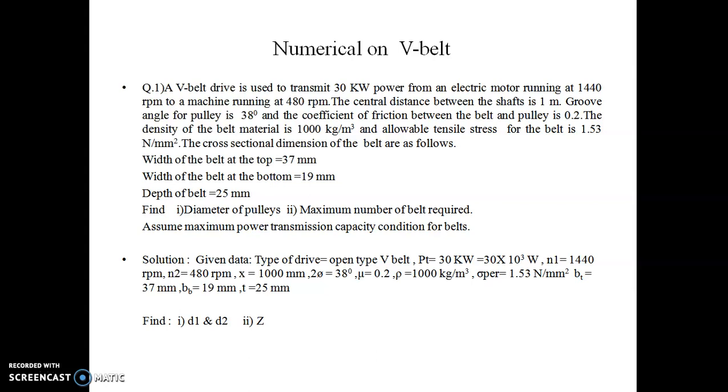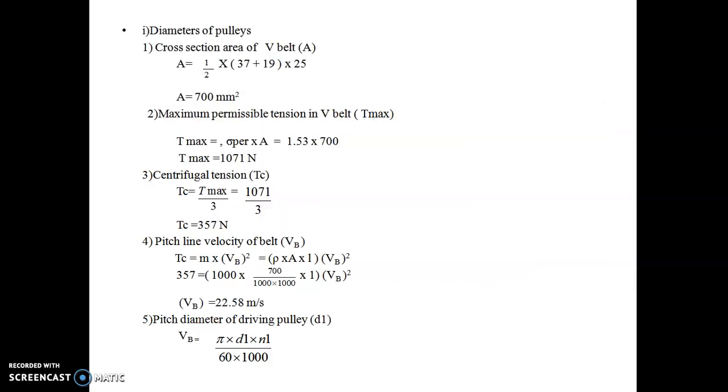Density of the material rho 1000 kg per meter cube. Allowable stress sigma 1.53 Newton per mm square. Width at the top 37 mm, at the bottom 19 mm, and belt thickness 25 mm. And we have to find out diameter of pulleys, that is D1 and D2, and number of belts Z. So first of all, we will see the diameter of pulleys.